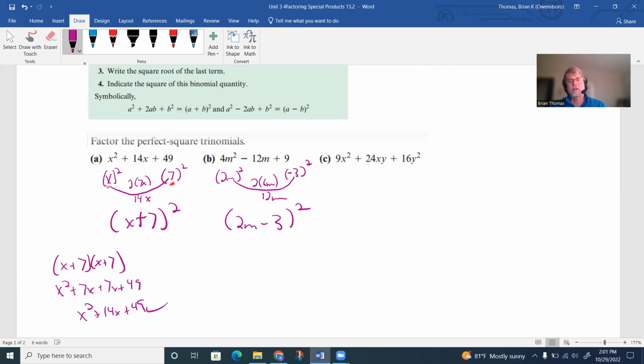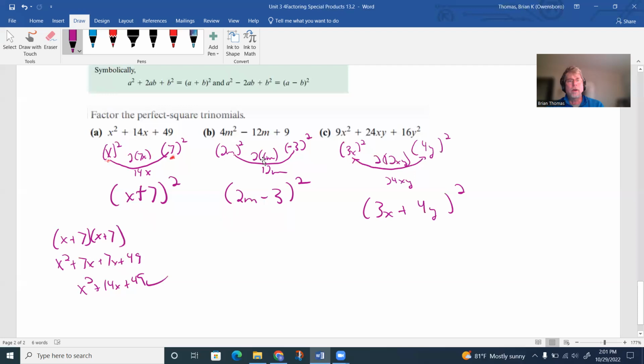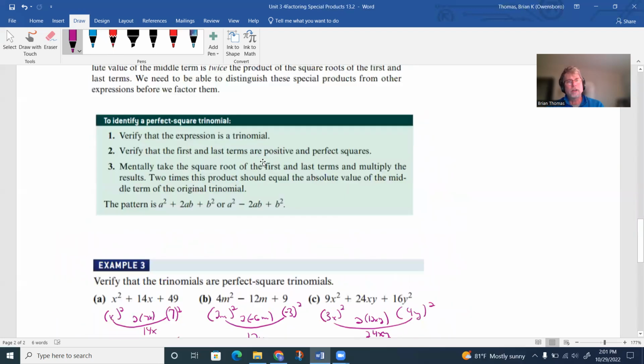So 9x squared plus 24xy plus 16y squared. Again, notice how the 3x squared does give me my 9x squared. 4y squared does give me my 16y squared. Then if you multiply the 3x and the 4y together, that gives you 12xy. But then if you multiply it by 2, it has to give you the middle term. Well, that does give me 24xy. So it does pass all the tests. Therefore, it does factor as 3x plus 4y, squared. All righty. So those are the two that we will look at as far as special products go.